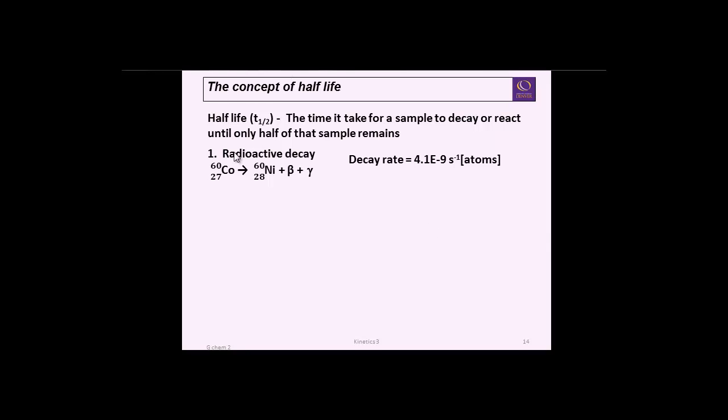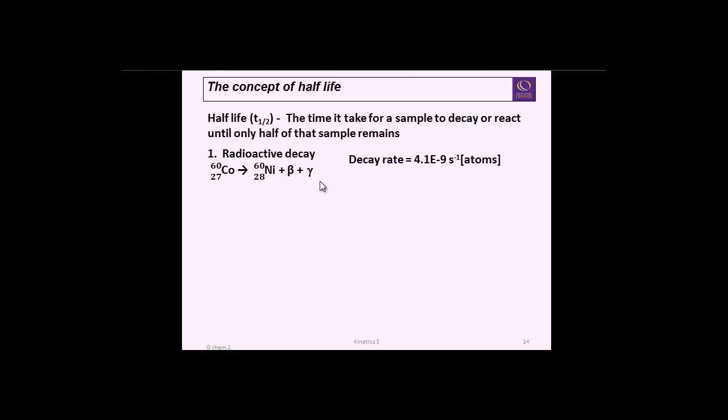And basically it always means the same thing. It means the time it takes for a sample to decay or react until 1/2 of that sample remains. So in this particular radiochemistry example, we're decaying cobalt-60, and we know its decay rate, and we know its decay constant, and we know it's a first order equation. Can you figure out its half-life? How long would it take until half of that mass or moles of cobalt-60 remains?